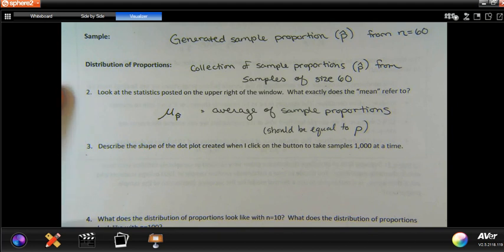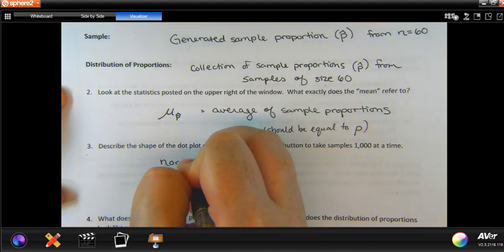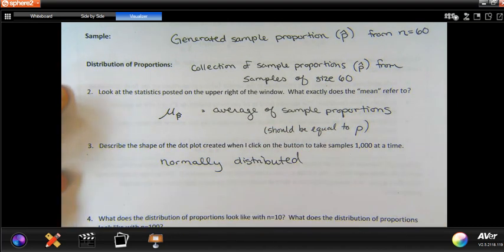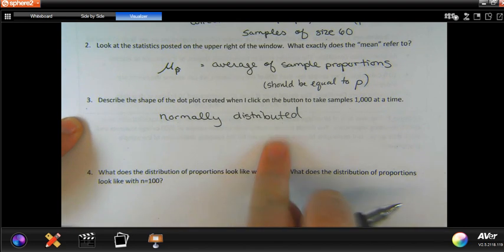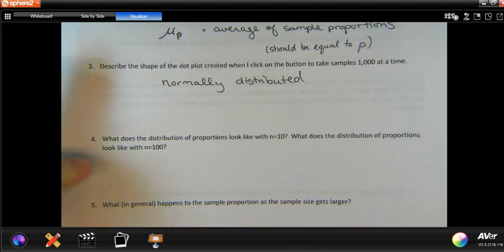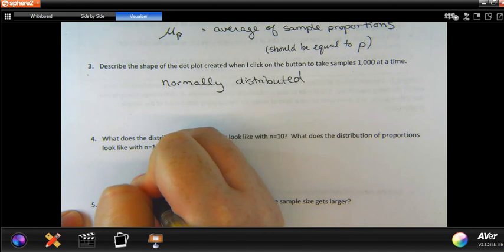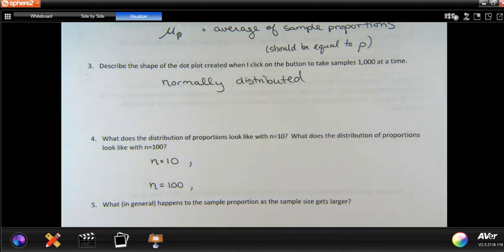The shape of the distribution, once we clicked on that button a few times, is normally distributed, which is exactly what we want. We want that nice bell-shaped curve. And what we're going to go into is sample size again, and the benefits of having a large sample size. It's normally distributed when we have that sample size of 60 in this case, but let's see what happens when we take a small sample size versus a large sample size. We're going to set the sample size to 10 and compare that to what happens when we have a sample size of 100 and see, do we have a bell-shaped curve both of the times?